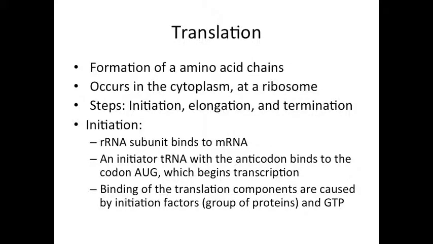Translation has to do with the formation of amino acid chains. This process occurs in the cytoplasm and at the ribosome. The steps include initiation, elongation, and termination. Initiation starts with rRNA, the subunit, binding to mRNA. An initiator tRNA with the anticodon binds to the codon AUG, which begins translation. Binding of the translation components is caused by initiation factors, a group of proteins, and GTP.